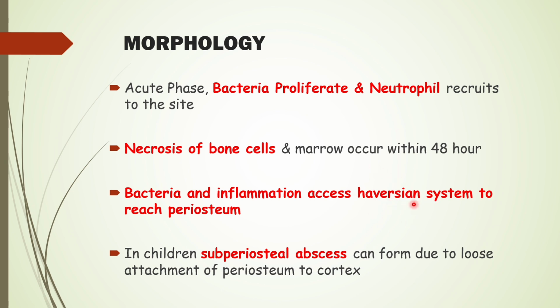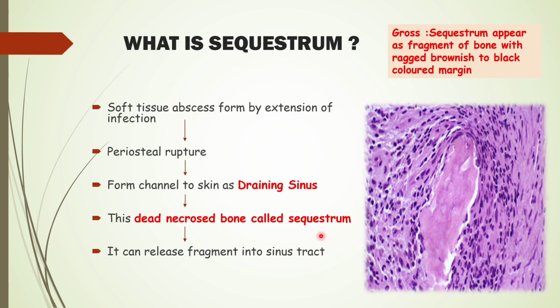And we know that via the Haversian system, bacteria and inflammation can reach up to the periosteum. So via Volkmann's canals and lamellae, they can spread up to the periosteum. And particularly in children, a subperiosteal abscess can form because they have a loose attachment of the periosteum to the cortex. So a subperiosteal abscess will form in children.